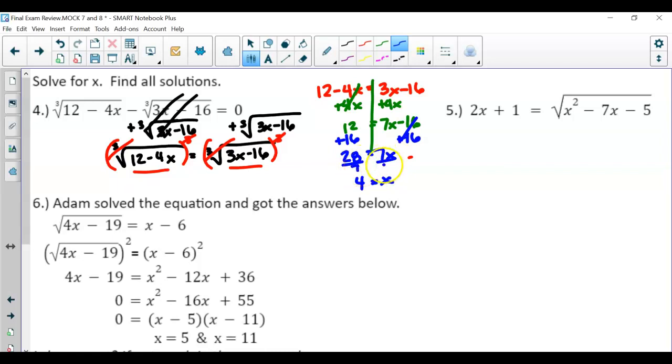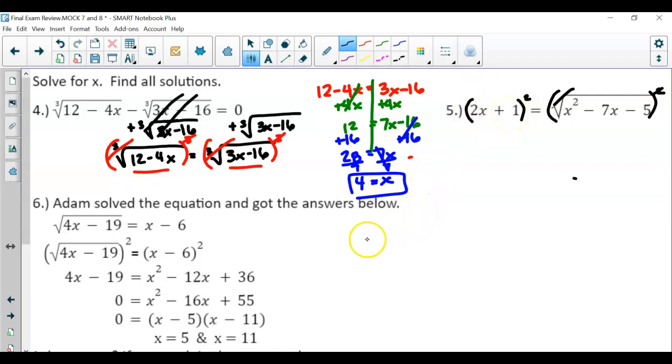Or, of course, just go ahead and divide by 7, and you get x is equal to 4. So now in number 5, again here, the radical is by itself. So I'm going to go ahead and square both sides of my equation because that's the inverse of our radical, here, our square root.